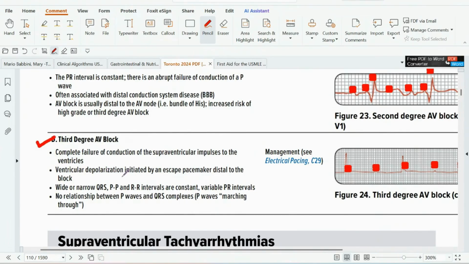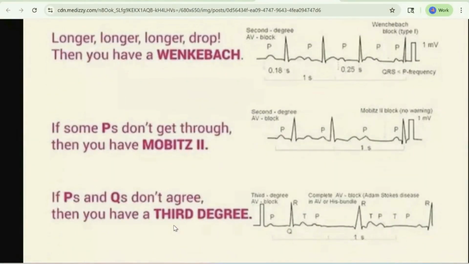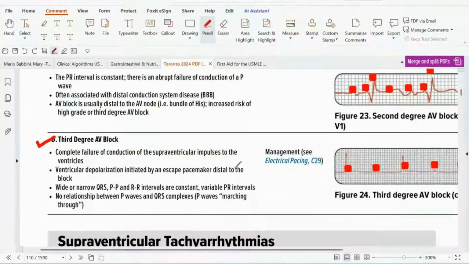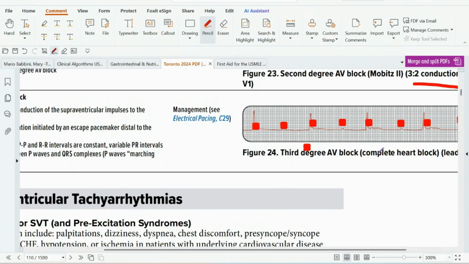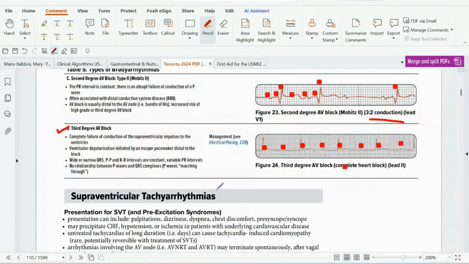Third degree means now you have complete AV dissociation. The atria are doing their own thing, the ventricles are doing their own thing. You understand that, right? If P's and QRS's don't agree, then you have third degree. Again, count the number of P's and the number of QRS complexes. They should have a constant P to P interval and a constant R to R interval, right? And the PR relationship is variable. Does it make sense? Yeah. So a ventricular focus took over?